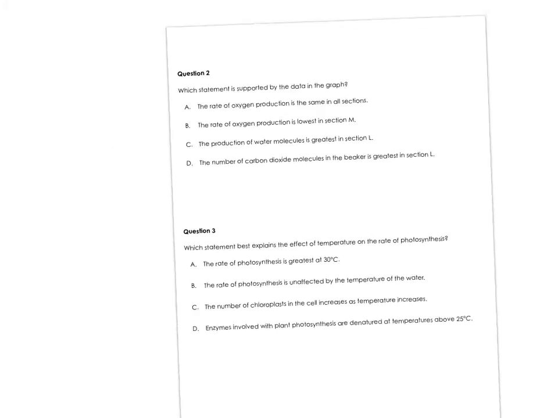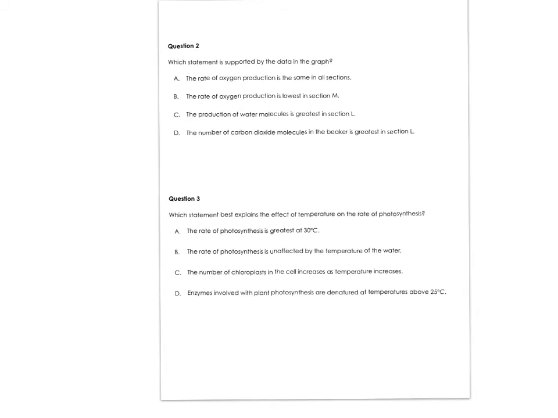So which statement is supported by the data in the graph? The rate of oxygen production is the same in all sections? No. As you said in the previous explanation, and again, I explained each of these before you took this second attempt. I explained it in class and then again in the video. The rate of oxygen production is the same in all sections? No, because you'd expect there to be a flat line if that were true. The rate of oxygen production is lowest in section M. That's where it's highest. It's exactly the same explanation as in the first exam.